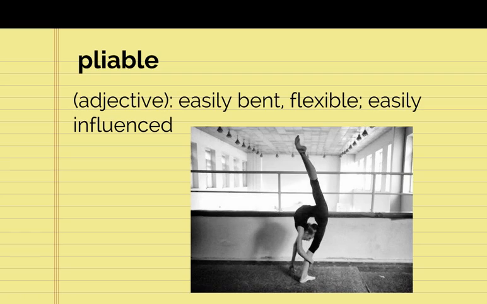Our next word is pliable, which means easily flexible or easily bent, flexible, or also easily influenced. So here we've got an example of a dancer who's incredibly pliable. But it could also mean easily influenced in the sense of during the election, swing voters are very pliable, and so politicians try to influence their votes.